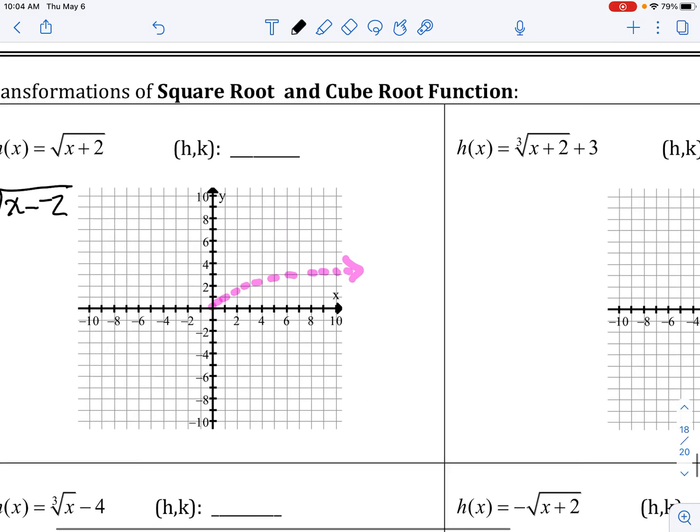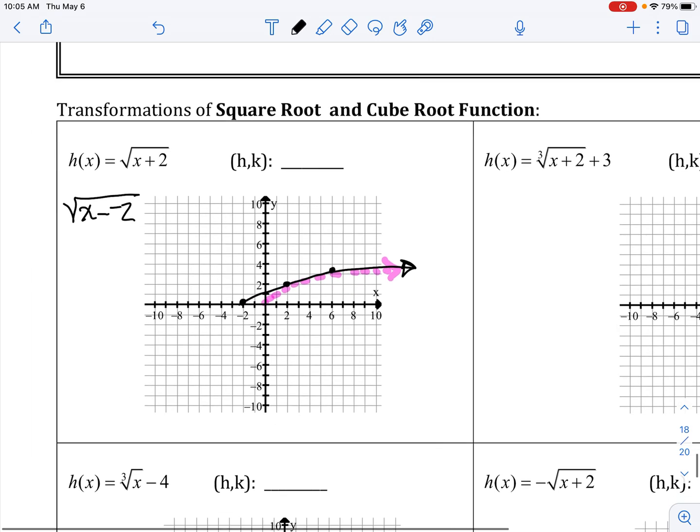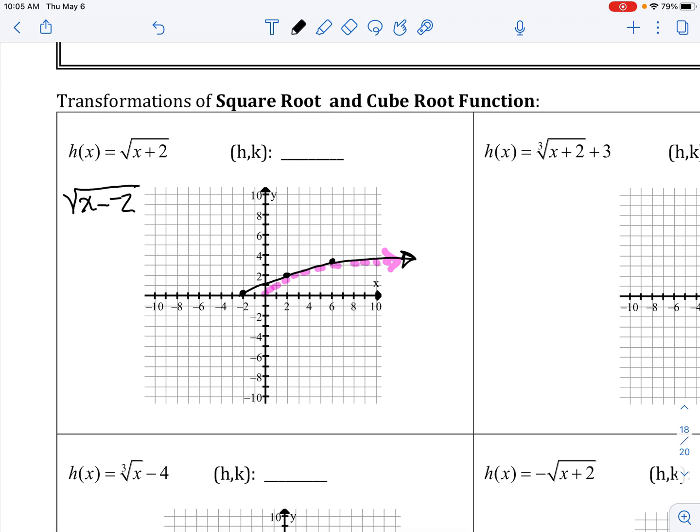And so we take that function over 2 units. That means the point (4, 2) would shift over to (2, 2). That means the point (9, 3) would shift over to (6, 3). And my function looks like that. Okay, H, K is now at (-2, 0). We did not do any vertical shifting there.